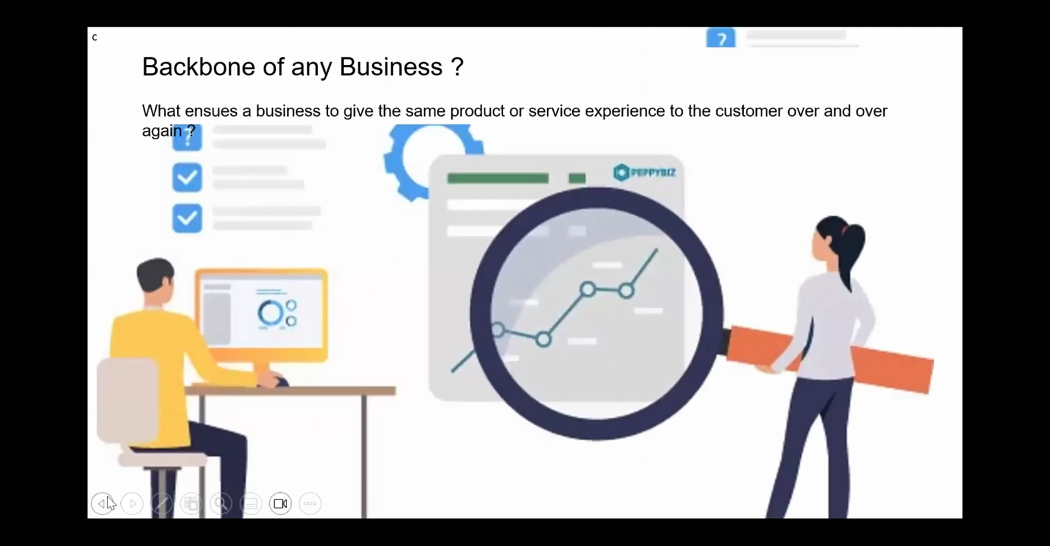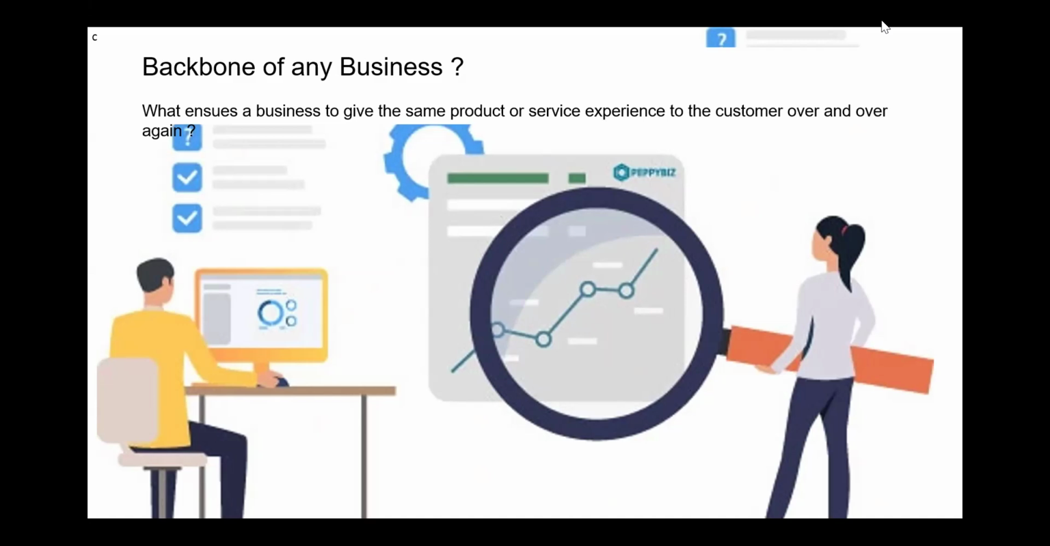First thing we need to understand is why data. So the backbone of any business is data, and I think all of us understand it, but how really does this work? So the fact is that for a business to thrive, the business needs to give the same product or service experience to the customer over and over again. So when you walk into McDonald's, you don't want a very large burger, you don't want a very small burger, you want a burger which looks like the McDonald's burger. That's the size you're mentally thinking of, right?